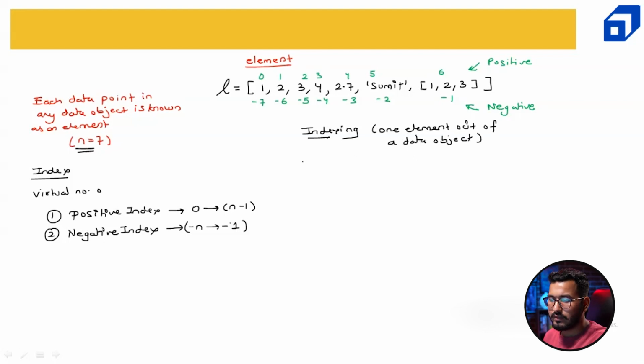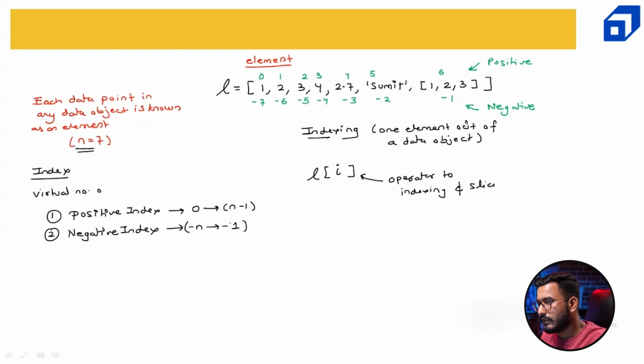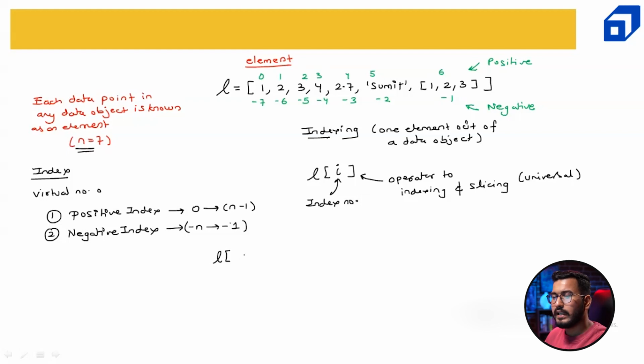So if I want to index, I'll just say L is square bracket I. Now please remember, these square brackets are used as operator to index or slice. So for indexing and slicing, I'll be using these square brackets whenever I have to index and slice. This is universal in Python. So anywhere in Python, if you have the task of indexing or slicing, you will just use a square bracket. Now I here is basically the index number. So indexing, if I have to perform, I will first of all write down the variable name, followed by the square brackets, followed by, within that I need to declare the index number.